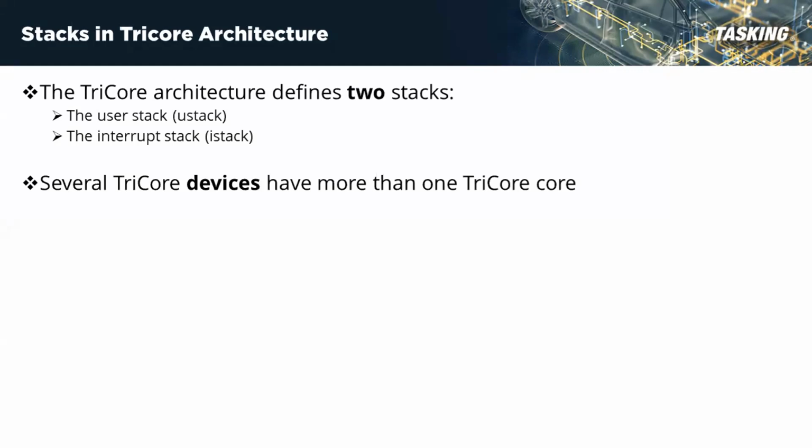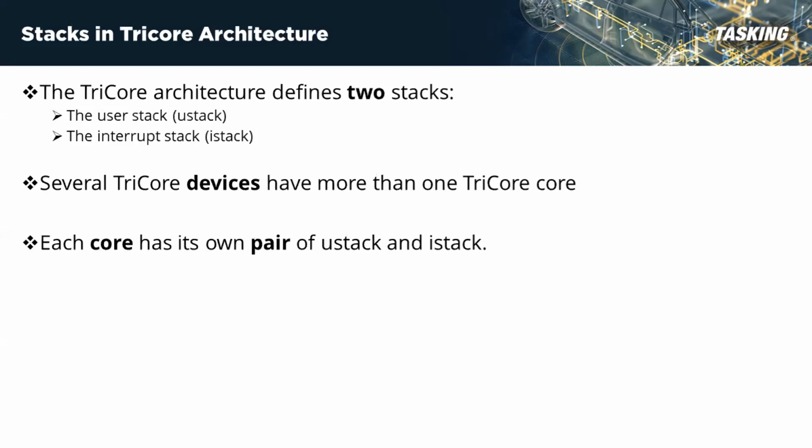It depends on the TriCore device that you are using. You could end up with one or more TriCore cores. And for every core, you will end up with a user stack and an interrupt stack. As an example, if you have a TriCore device that has 3 cores, that means you will end up with 6 stacks: 3 stacks for the user stack and 3 stacks for the interrupt stack.